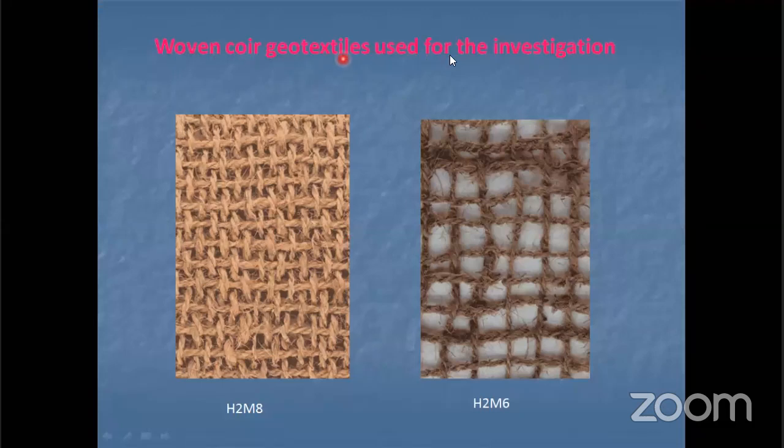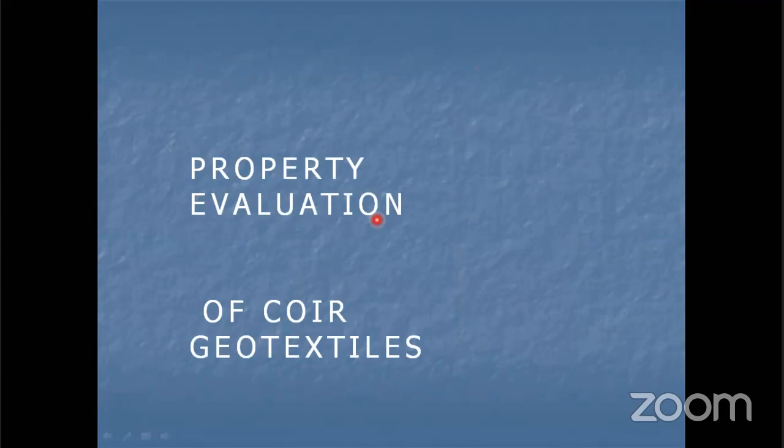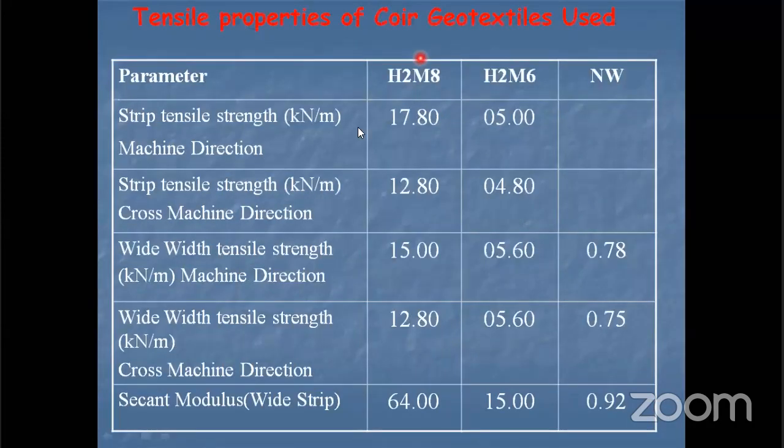These are the coir geotextiles used for this particular investigation. That is, H2M8 and H2M6 varieties are used, and these are the known varieties of geotextiles we use. The properties of all these coir geotextiles, H2M8, H2M6, and 101, were obtained in the laboratory and tabulated.